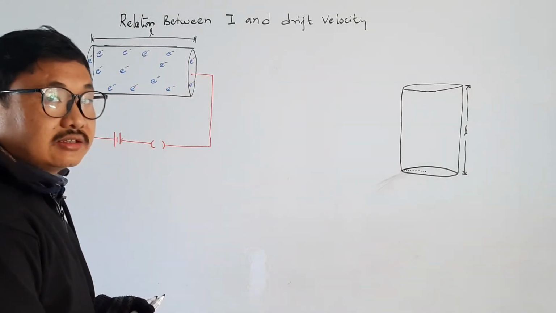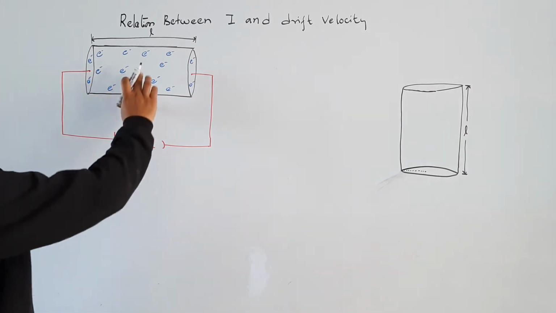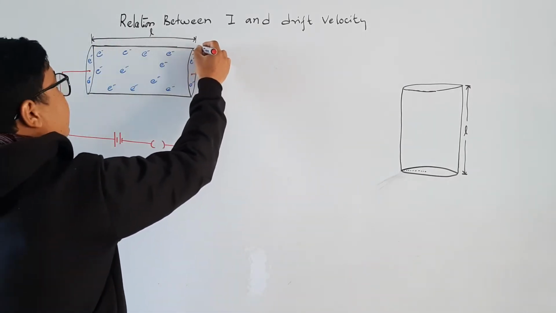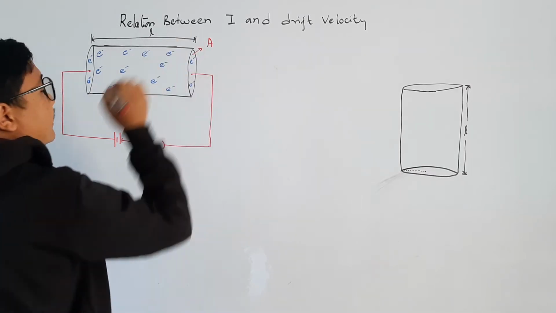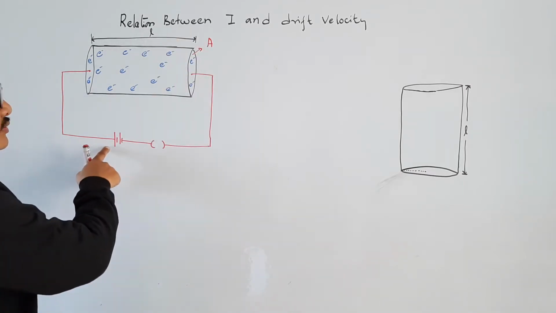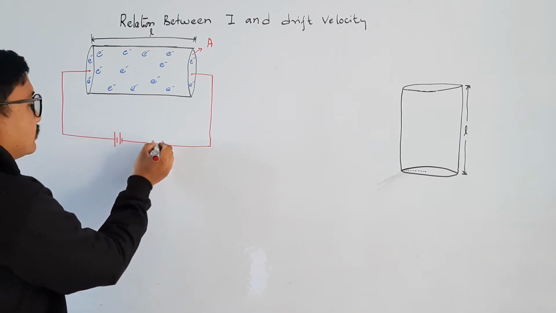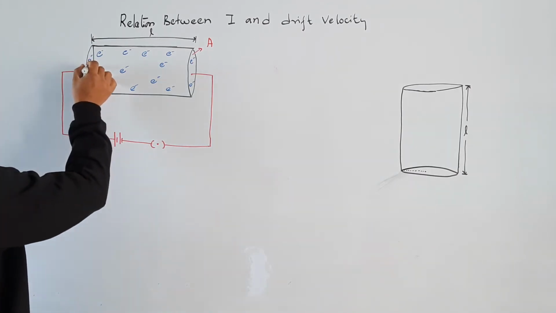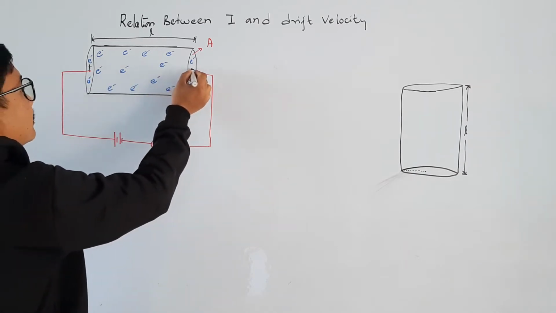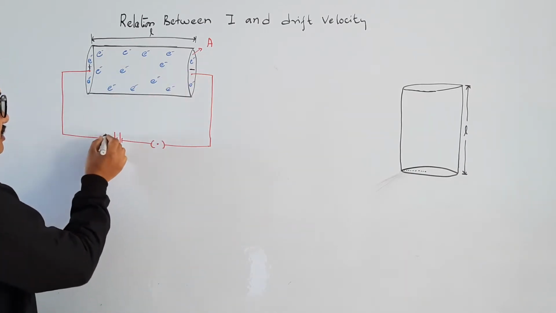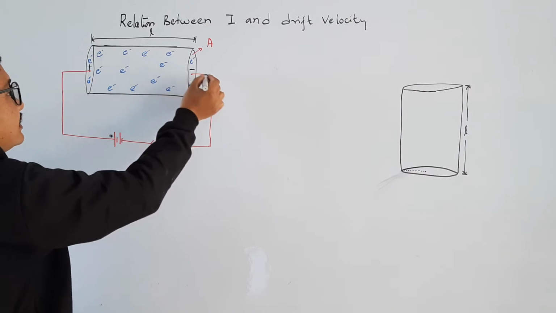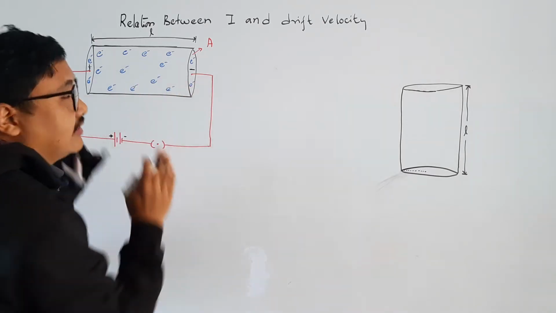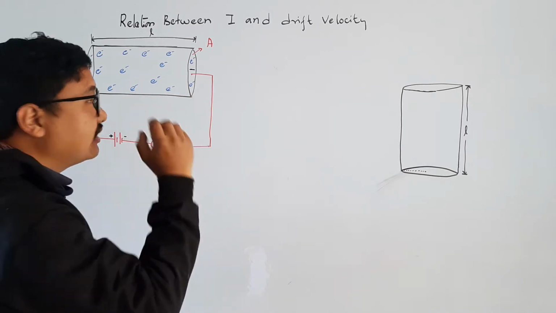To find the relationship, let us consider a uniform conductor whose length is L and whose area of cross section is A, which is connected to this battery. Whenever I switch this on, this end will act like a positive and this will act like a negative, because this end is connected with the positive and this end with the negative. I am just taking a part of the conductor to derive the relation.